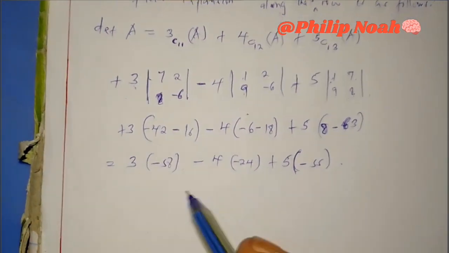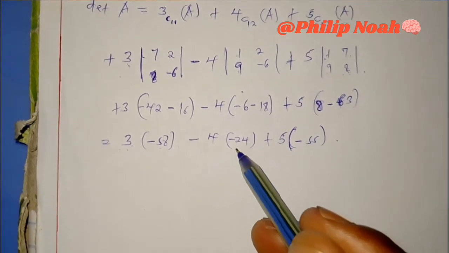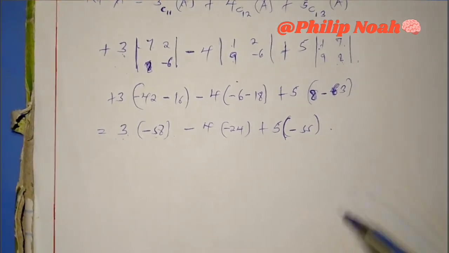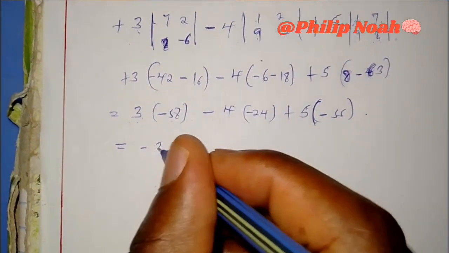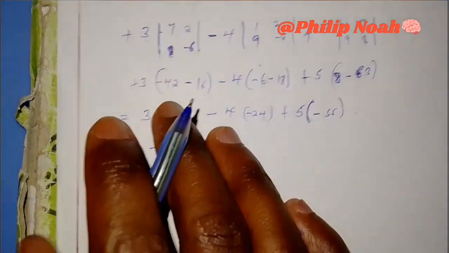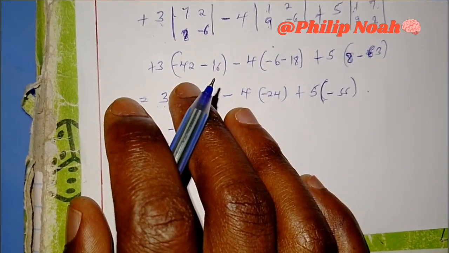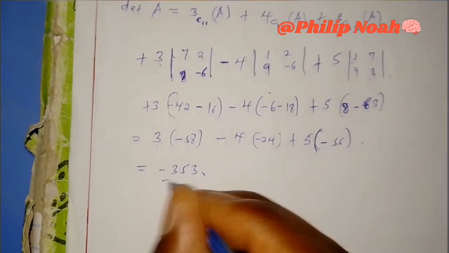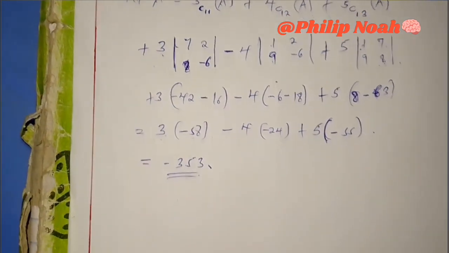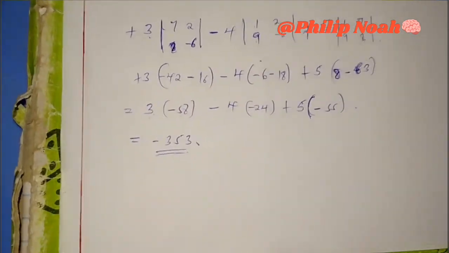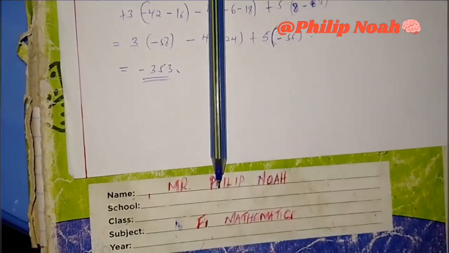So if you work out this one, this times 3 times negative 58, you subtract 4 times negative 24, then you add 5 times negative 55, it will give you negative 353. Are we there? So you have to remember this. I have mentioned it, but I shall repeat it and say that the signs alternate along the row indeed. Along any row or column.